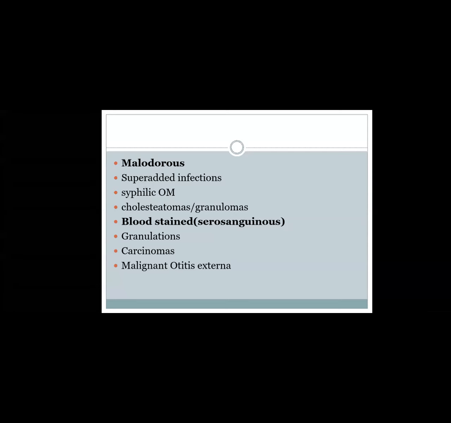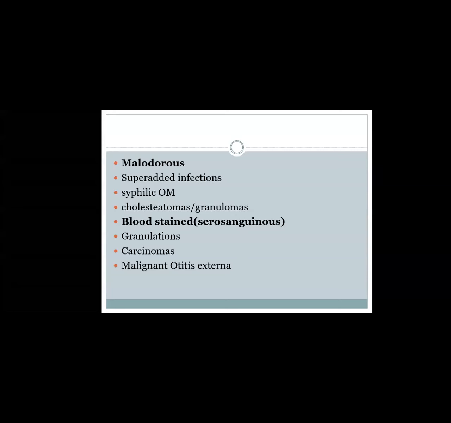Next is blood stain. That is called serosanguinous, and you can see it in granulation because granulation tissue is rich in blood vessels. Small blood vessels will be there, so there will be blood-stained discharge, carcinomas, as you know, and malignant otitis externa. This is an exam question for you. Usually you will see it in the case of diabetes mellitus. Please underline it and make it a point. You read this: CSF rhinorrhea, cholesteatoma, and malignant otitis externa.